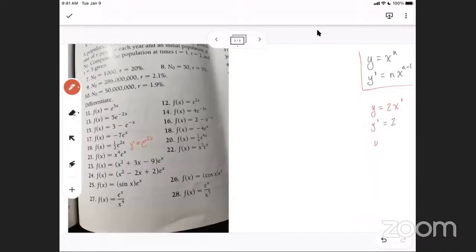But if you had y equals, let's say, 5x to the third, then the derivative would be 15x squared. Gotcha. Okay, that's called the power rule. You take the power down, you multiply it by the coefficient, and you reduce the power by 1, and that's the derivative.